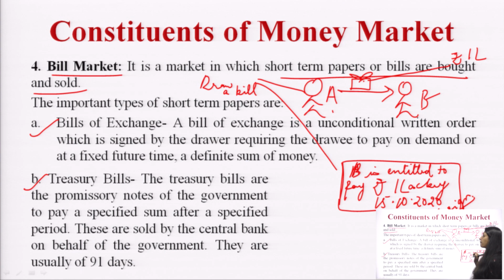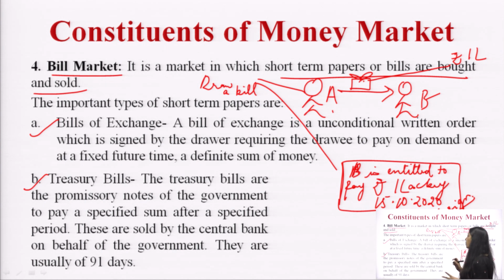So now what has happened? A has drawn a bill where A is writing that B will make the payment by 15th of October of this amount. So B has signed this. So if B fails to make the payment, A can go to the bank and take the payment.